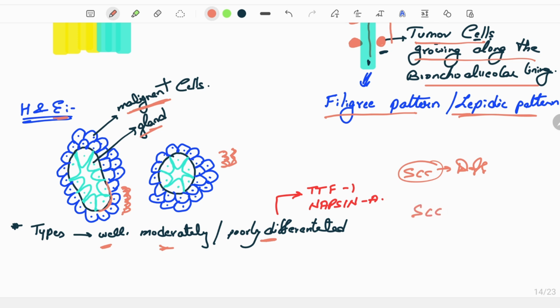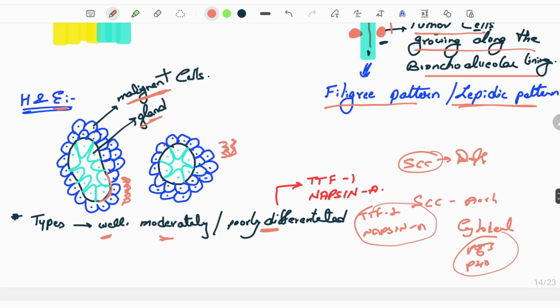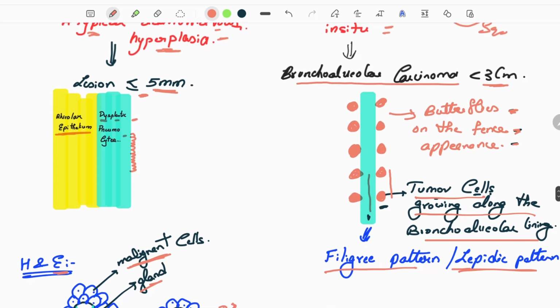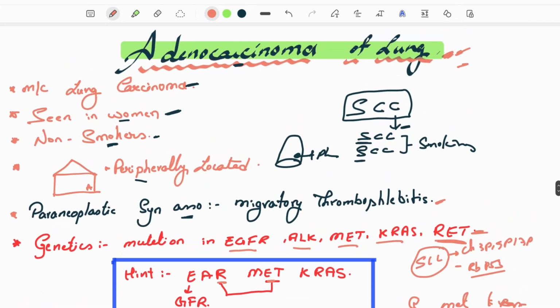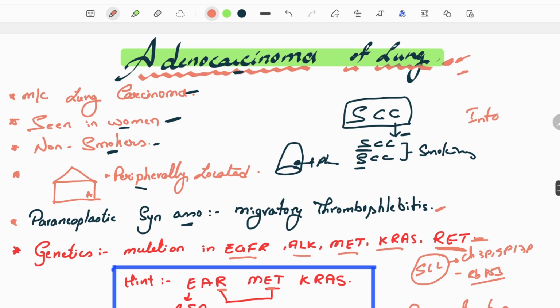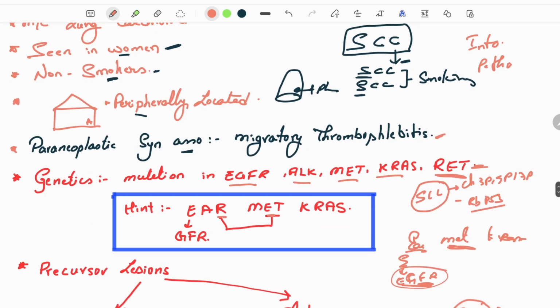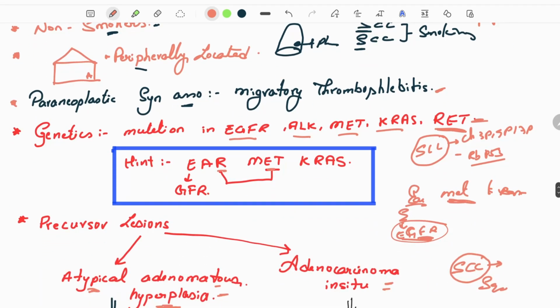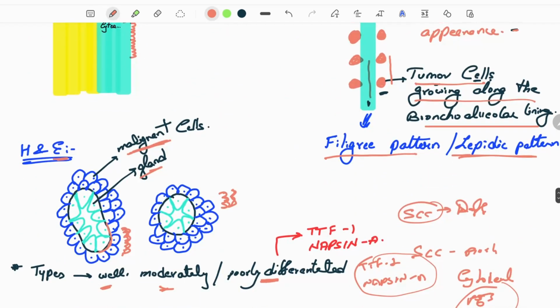In squamous cell carcinoma, in poorly differentiated cases, we can observe it by cytokeratin, P53, P63 and P40 markers. Here in adenocarcinoma we can observe it by TTF1 and Napsin A. So these are the identification features. This is all for adenocarcinoma of the lung. Very easy. We discussed the introduction, the pathogenesis like genes affected and paraneoplastic syndromes, and lastly the identification features.